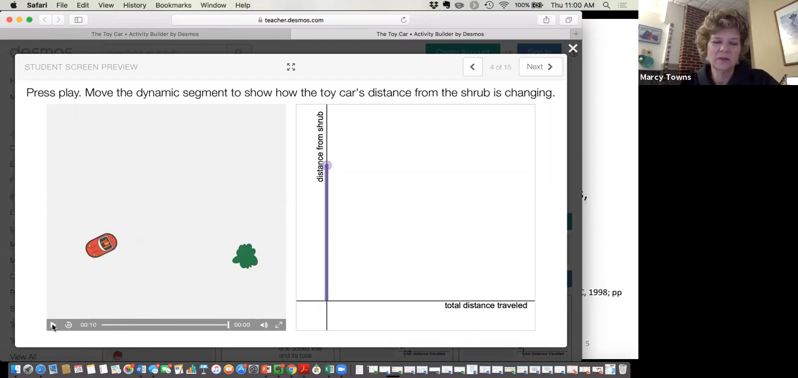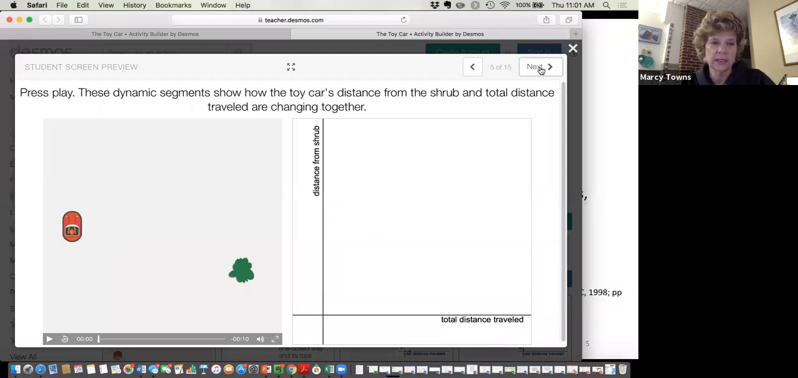Okie doke. So then I'm going to rerun it here. Okay, here goes the car. So it gets a little bit farther away and then it turns and it gets closer and closer and closer, and then it starts to move farther away again. So what I've done here is the two things that I'm attending to, I've looked at them one at a time and thought about, okay, how do they change?